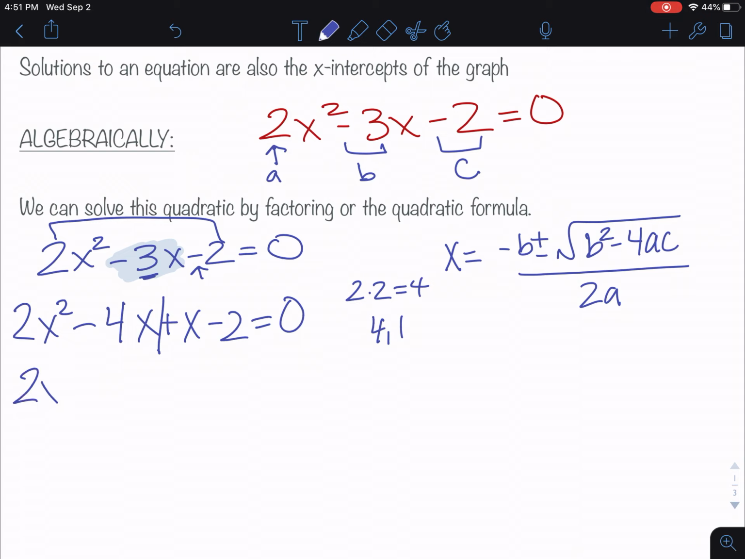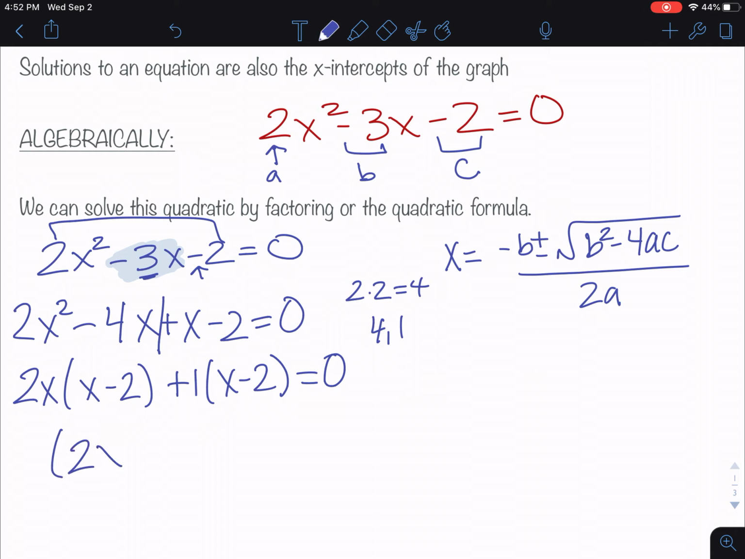Taking out the greatest common factor from both leaves me with 2x times the quantity of x minus 2 and positive 1 times the quantity of x minus 2, all equal to 0. My last step in this factoring by grouping is to rewrite it as a product of 2 binomials. So the 2 greatest common factors, 2x plus 1, and the 2 binomials that match up being x minus 2. Now I have a product that is equal to 0.